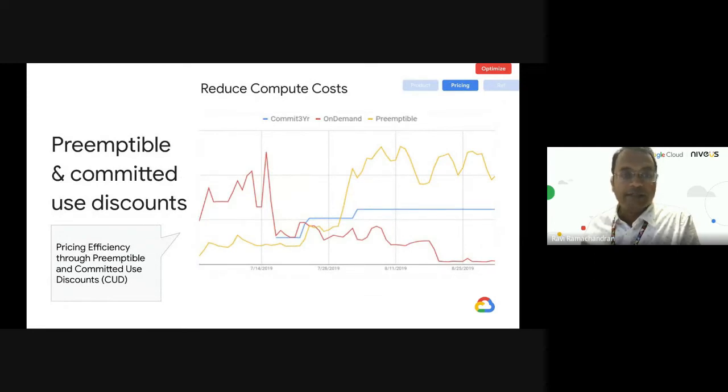And then pricing. There are various methods to price a solution, and when you come to compute, there are three base models: committed use discount, sustained use discount, and then you have spot pricing. Spot pricing is a new one that has been launched pretty recently, earlier called preemptible.